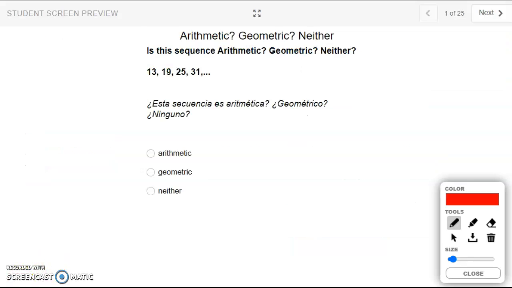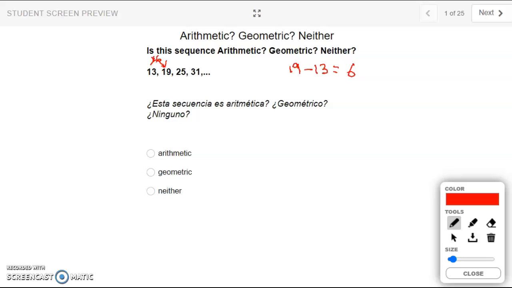Okay, so deciding whether a sequence is arithmetic, geometric, or neither. How do we figure it out? Well, you get a number from the sequence and subtract it from the previous, or I'm sorry, the next. So in this case, the next is 19. Take away the previous, which is 13, and that's positive 6.